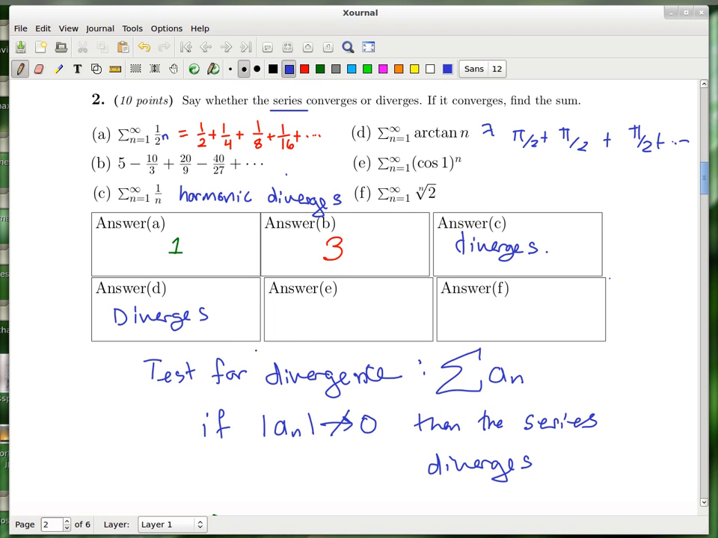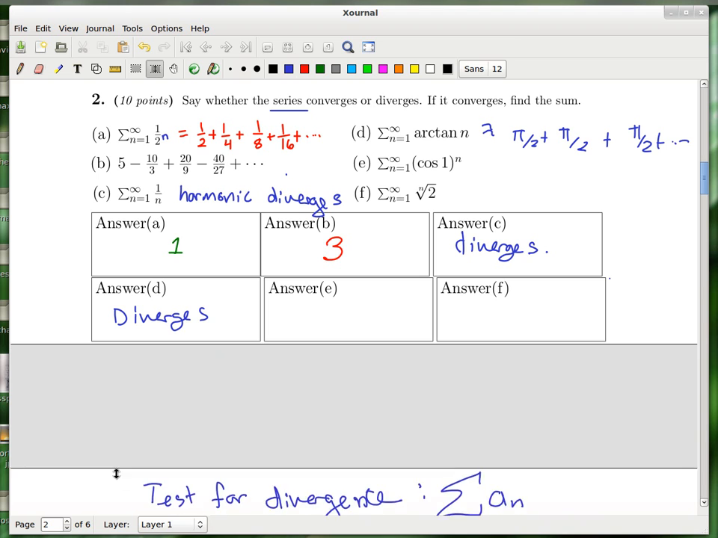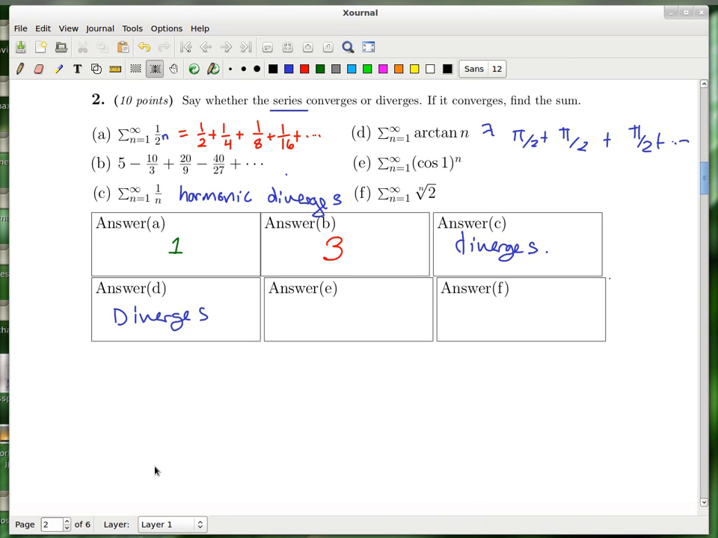Or if you prefer formal explanations of things and you really followed the proof of this in the book and this is your favorite way to think of things, just use the test for divergence and just see that the terms are not going to 0, and that's all you need to know. If the terms don't go to 0, then it diverges. Okay, alright, so let's go on to E here.